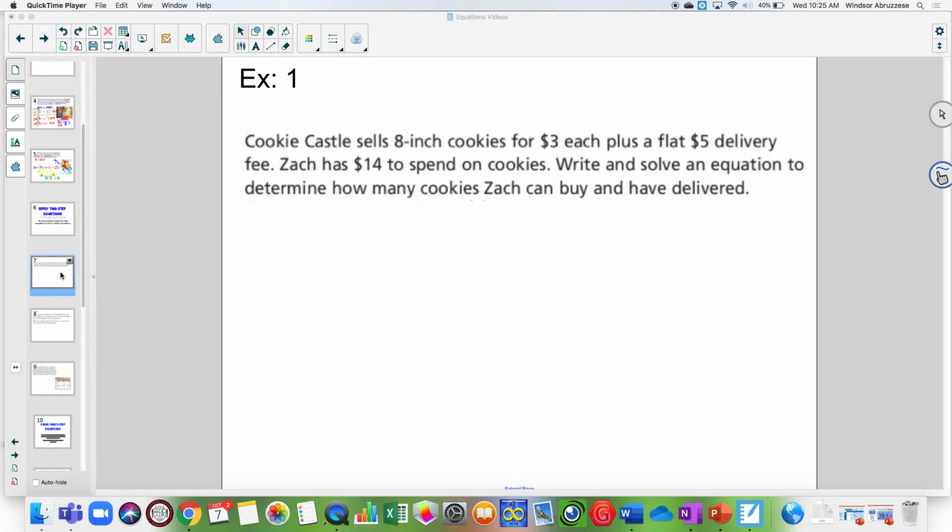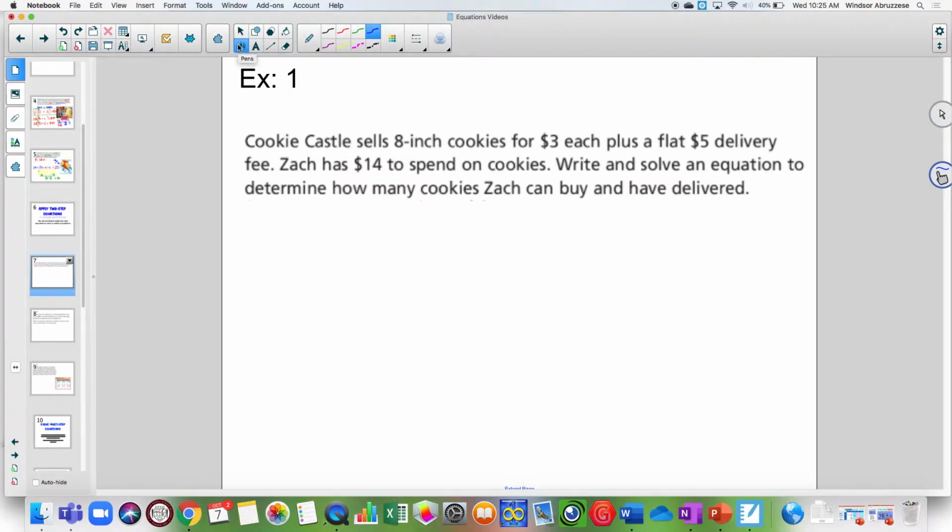All right, Cookie Castle. Here we go. Cookie Castle is selling cookies, and they're selling 8-inch cookies for $3 each, plus a flat $5 delivery fee. He has $14 to spend, okay? That's important to know. Can he spend $16 on cookies? Can he spend $20 on cookies? No. Write and solve an equation to determine how many cookies he can buy and have delivered.